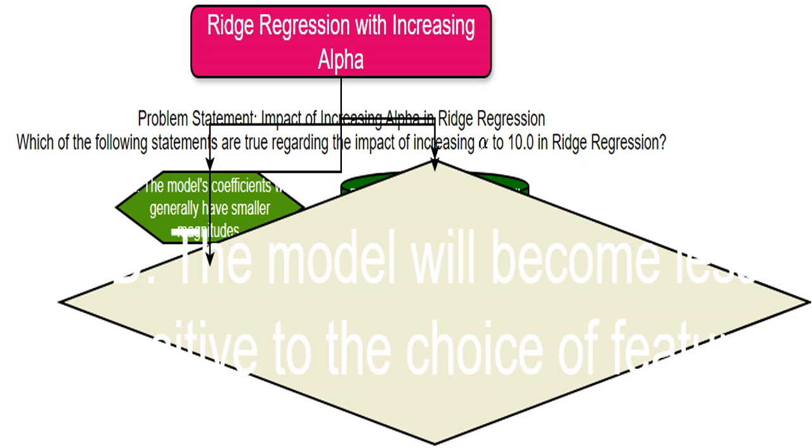With a larger alpha, I anticipate that the model will be less sensitive to individual features, especially those with high multicollinearity. The effect is that the model coefficients become smaller, reducing the influence of any single feature. The model's predictions are less likely to swing wildly due to the variations in any specific feature.